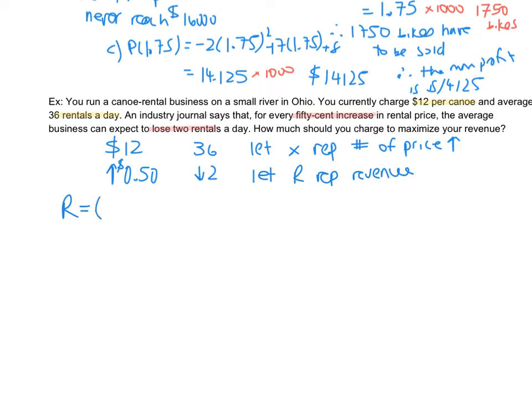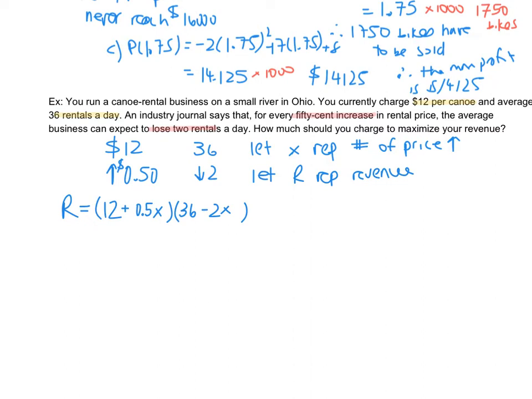So one bracket will be for price, one bracket will be for sales. So I start off at $12 and I increase the price 0.5 x times. So I'm going to multiply that 0.5 by x. So if I increase 5 times, I do 0.5 times whatever, and then I'll add it on to 12. Same thing with the rentals, 36 subtract 2x, because if I increase the price x times, I would multiply 2 by x to see how many sales I'm going to lose, and then I'll do 36 subtract that number.